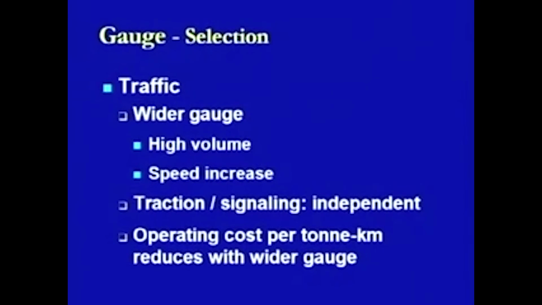Then another aspect is that if we are going for a wider gauge, it means we can haul a large number of persons, or a large amount of freight between the origin and destination. In that sense, the total operating cost per ton kilometer will reduce. So that's another operational advantage in case we shift from a lower gauge to a higher gauge. There are so many factors interlinked with each other, and therefore we have to take all of these into consideration, and only then can we decide what type of gauge can be provided. It's not a single factor decision.